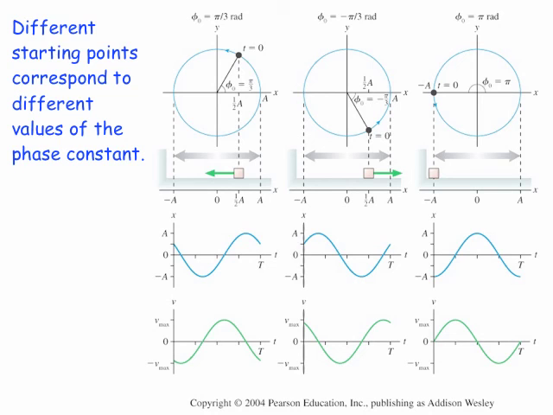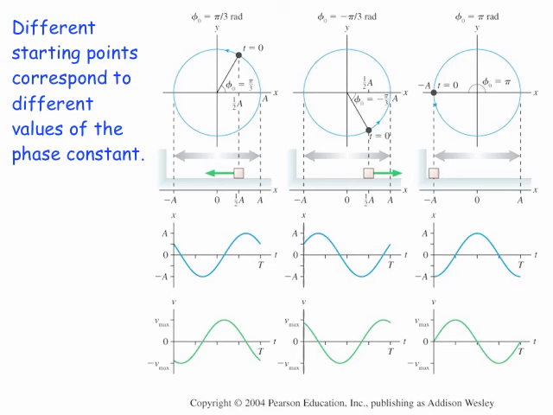And lastly, in the last column, the object starts out with a phase constant of pi, or a half period along the circular motion when t equals 0. And so it starts out at the negative amplitude and then proceeds. And our x versus t graph for the last column starts out at the negative amplitude, starts out as a negative cosine function, then proceeds along this cosine curve.